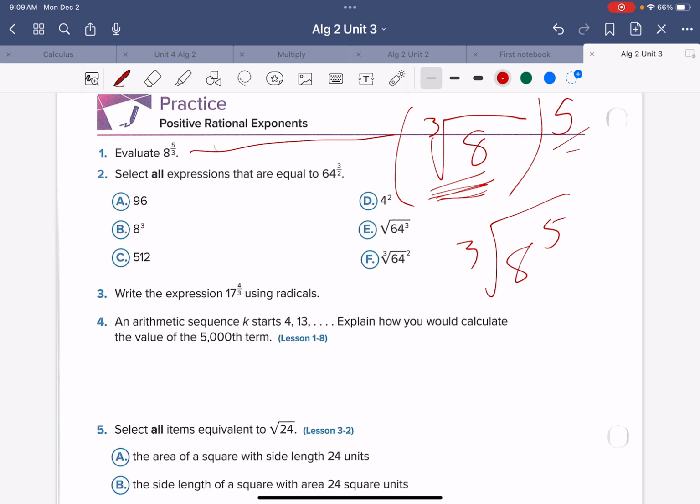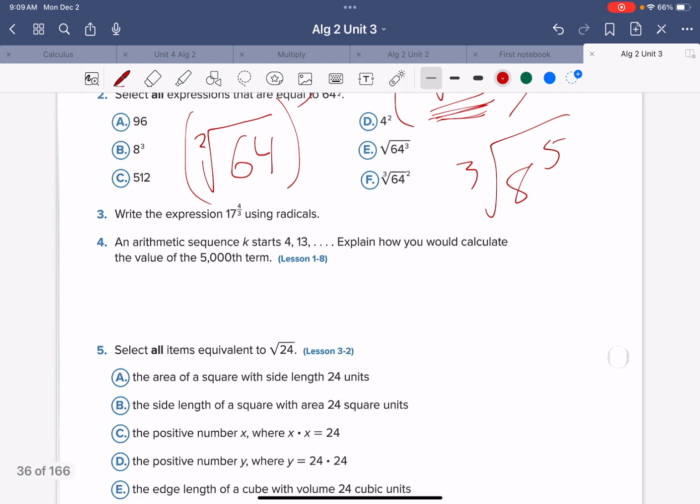And I would do the same thing with this one here. I would do the index first. So I do 64, and I would take the square root of it. I don't need a 2 because square root does mean 2. If you want to put a 2 there, you can. And then I would get an answer to that and then raise it to the 3rd power. All right.